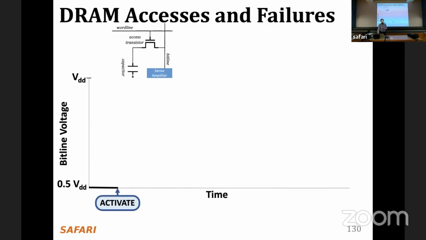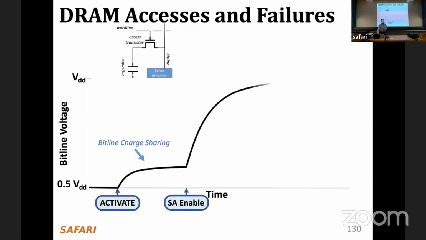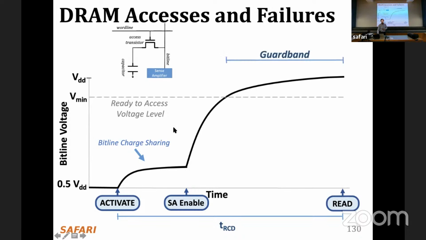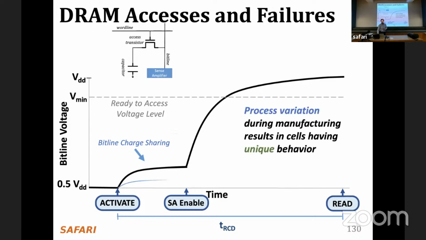So this curve you've seen before, right? This is the bit line voltage against time. When you do an activate, you do some charge sharing, the sense amplifier becomes enabled, and the voltage gets amplified. And then you can do a read. And that's the activate latency, basically. There's some ready-to-access voltage level that I kind of ignored earlier, but I mentioned it. Now there's a guard band. This is the timing margin that we discussed.